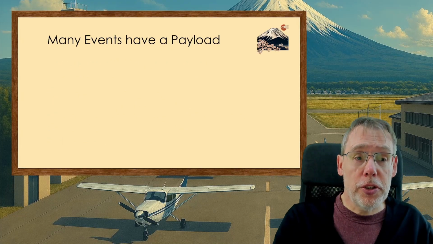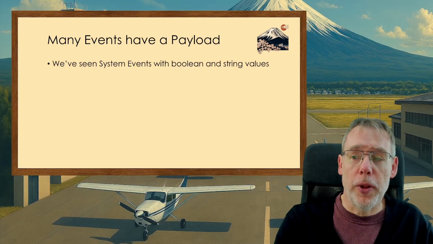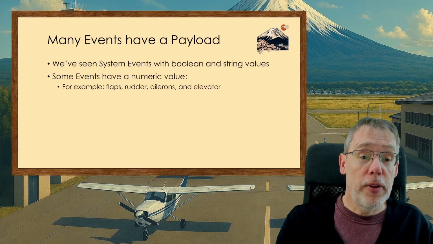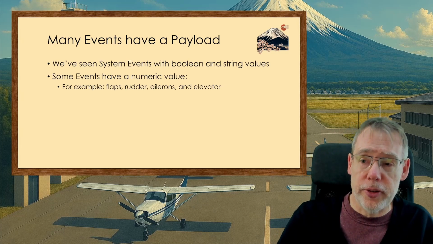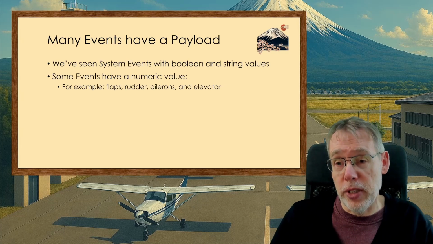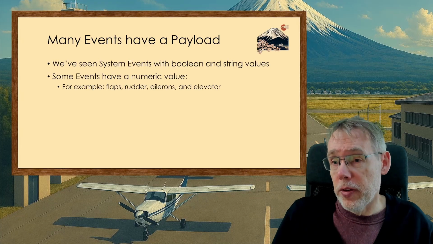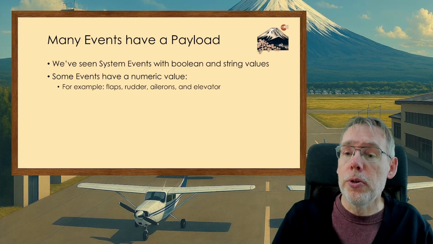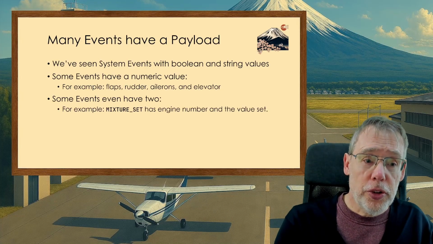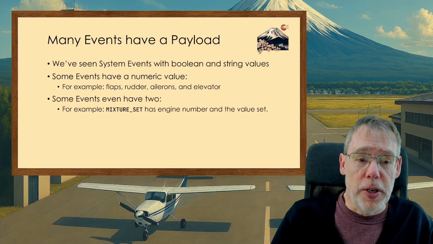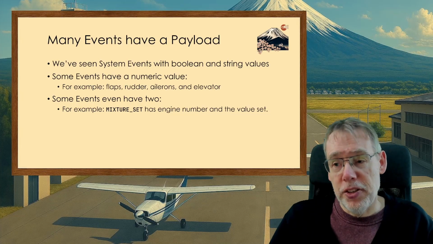As I already noted, many events have a payload. We've already seen system events with Boolean and string values, and there are also events with numeric values. For example, flap, rudder, ailerons, and elevator, and then you get a number showing how far, between 0 and a maximum value, those flaps or rudders have been set. There are also some events that have two. For example, the mixture set event has an engine number as well as a value.